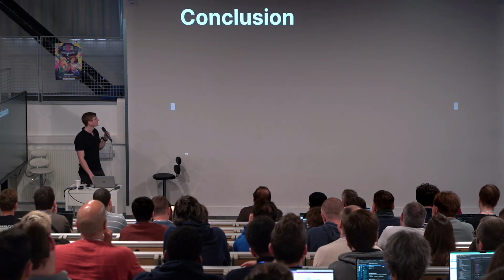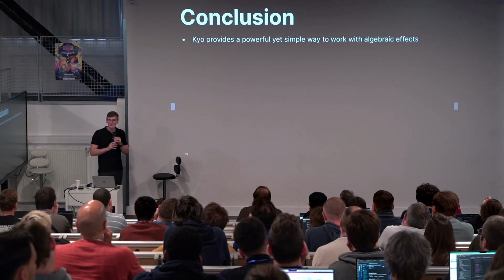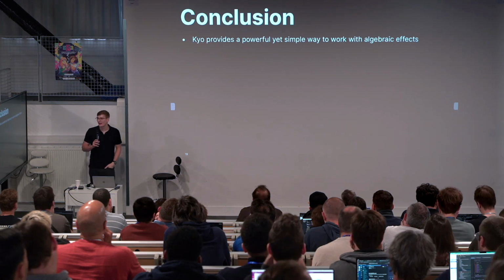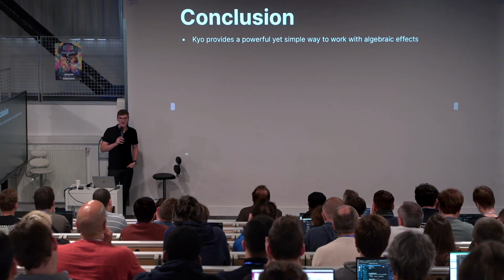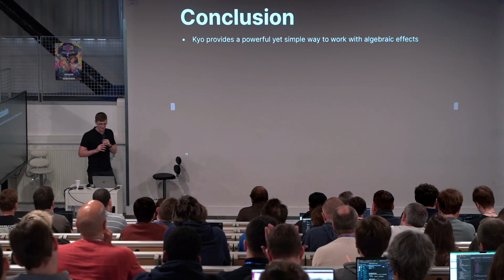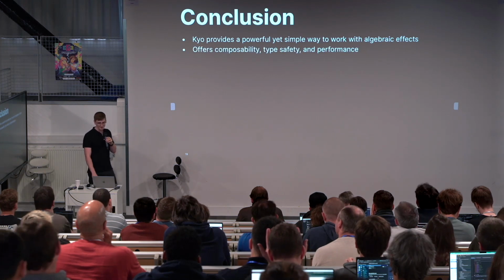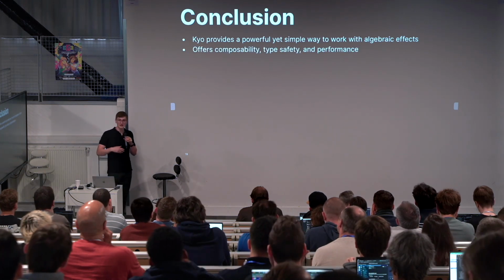So, what is our conclusion? Kio provides a simple and powerful way to work with algebraic effects, and amazingly, that's available in Scala. It offers composability, type safety, and performance. I've really been impressed by Kio's performance in my personal projects. I've found it to be highly performant and very, very easy to use.